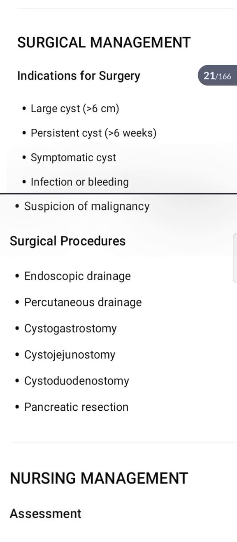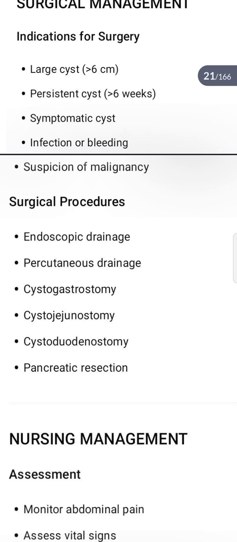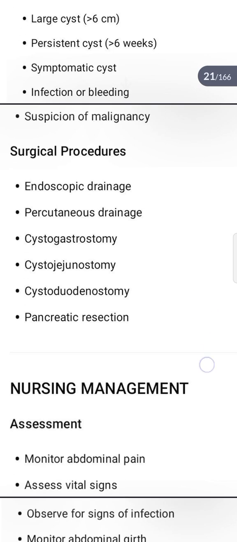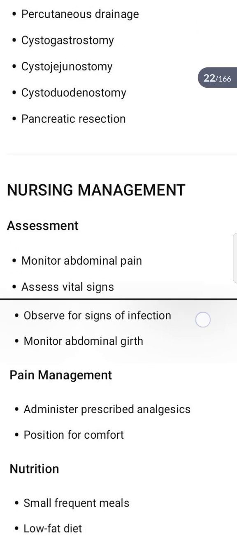Surgical management: we have to see the indication for surgery, whether it is a large cyst, a persistent cyst, or a symptomatic one. Accordingly, surgery will be done; endoscopic drainage can be done, and percutaneous drainage can be done. So these are the common surgeries done in pancreatitis.